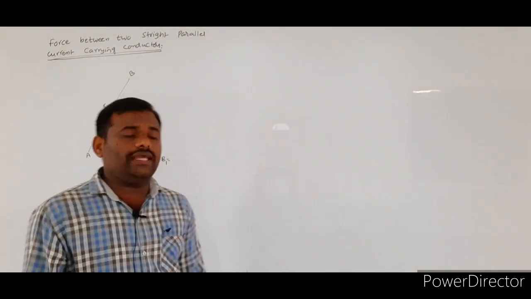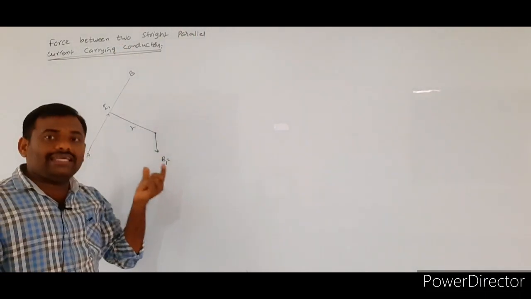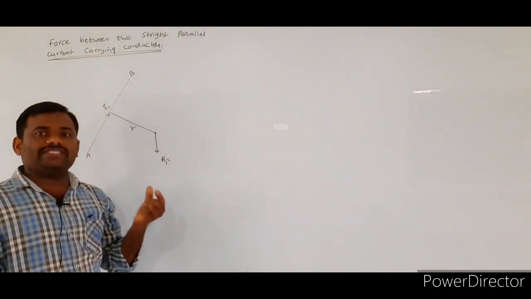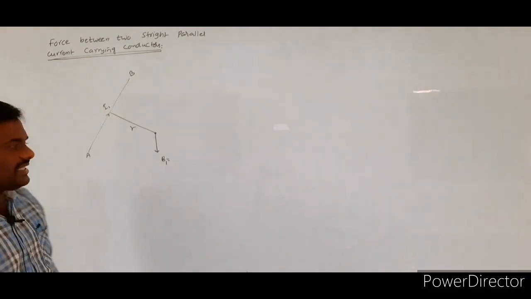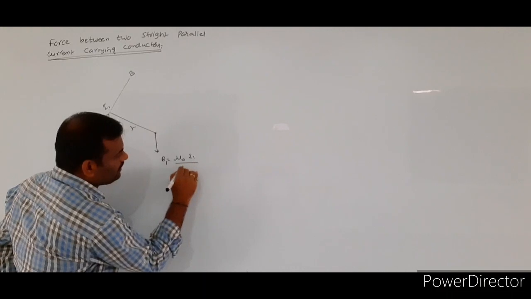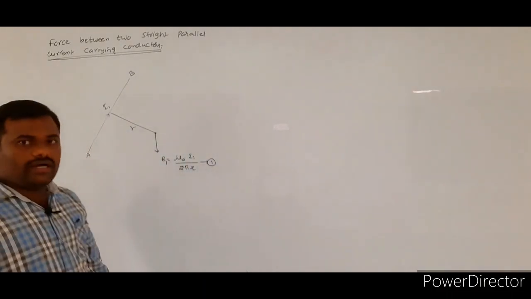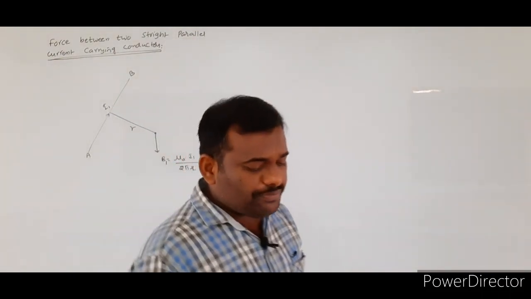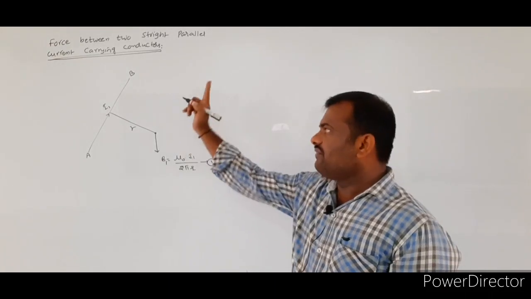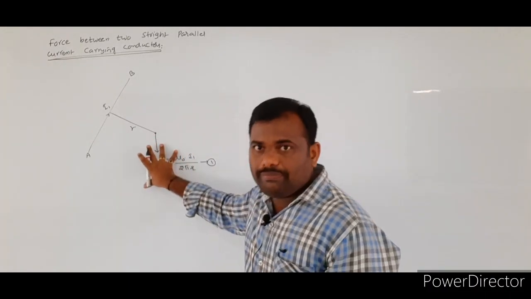Why do I put B1 here? Because we are considering two straight current carrying conductors. B1 indicates the magnetic field intensity produced by the first conductor. Therefore B1 is equal to mu naught into I1 by 2 pi r, the magnetic field intensity produced by the first current carrying conductor at a distance of small r from it. So around the first current carrying conductor, a magnetic field will be developed.